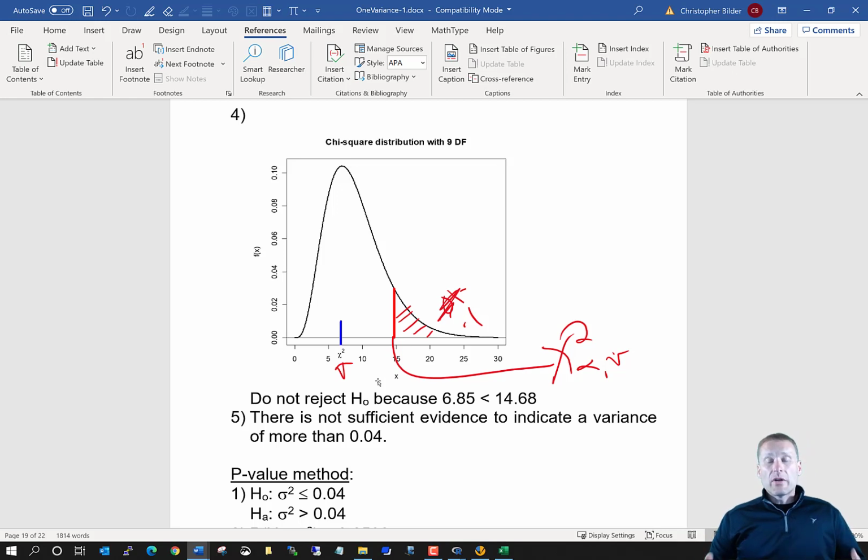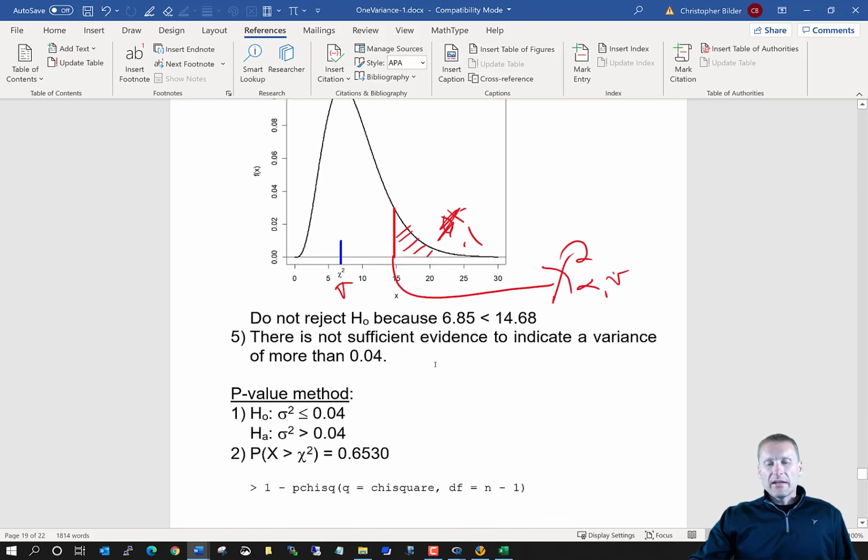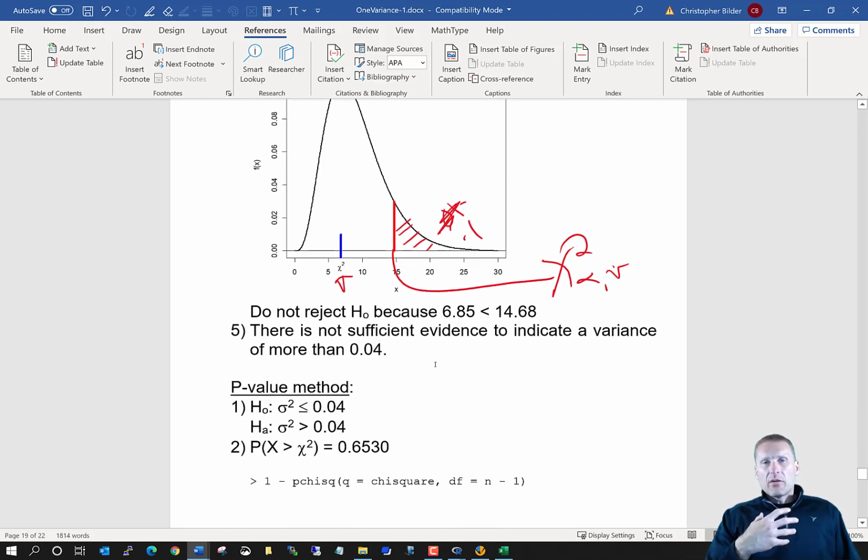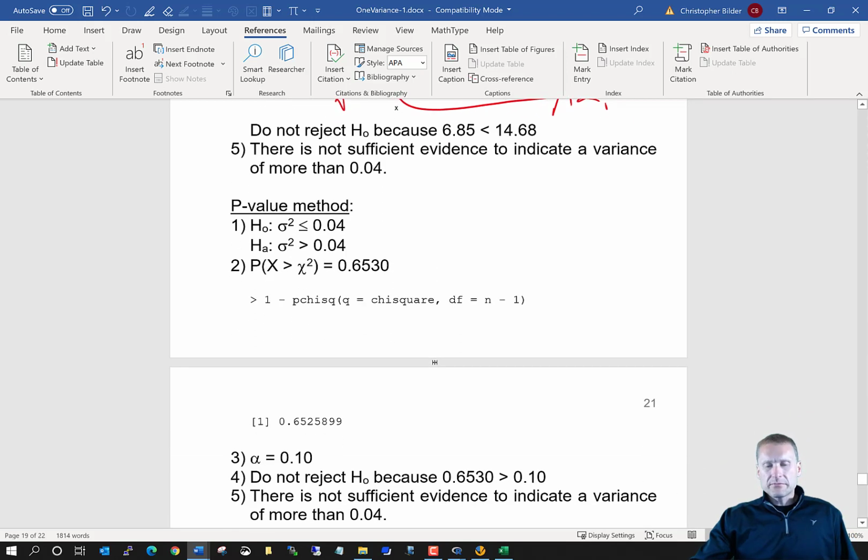So do not reject H0 because 6.85 is less than 14.68. There's not sufficient evidence to indicate a variance of more than 0.04. Okay. So again, what this is saying is that to get the sample that we did is a reasonable thing to occur if the null hypothesis was true. That's the whole purpose, I guess, of the final result behind this, to explain what's going on.